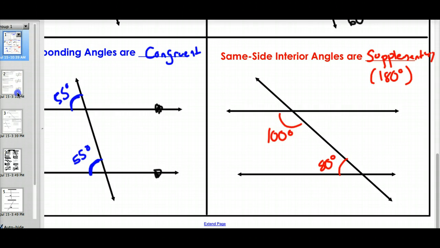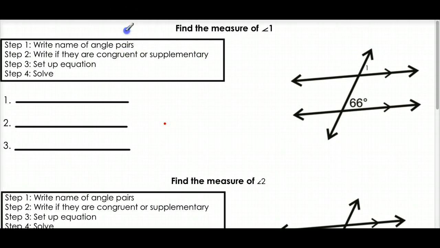Supplementary. All right, so how are we going to use this information to solve some problems? Well, there's a little system I like to use, and the system goes like this. If I wanted to find out what the measure of angle 1 was, the first thing I would do is find the name of these angle pairs. So 66 and angle 1, what kind of angles are these? Well, they're on the same side, in the same position. This is top right, this is top right. So these are corresponding angles. That's my first step, just recognizing.